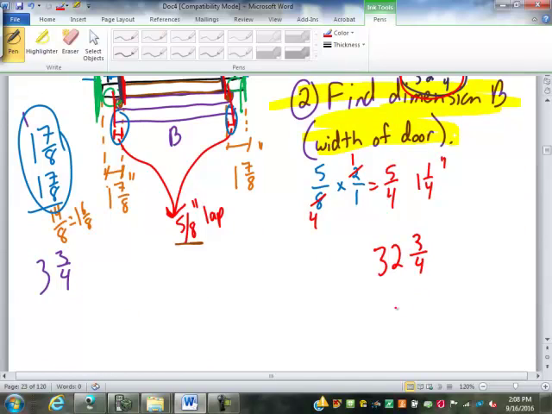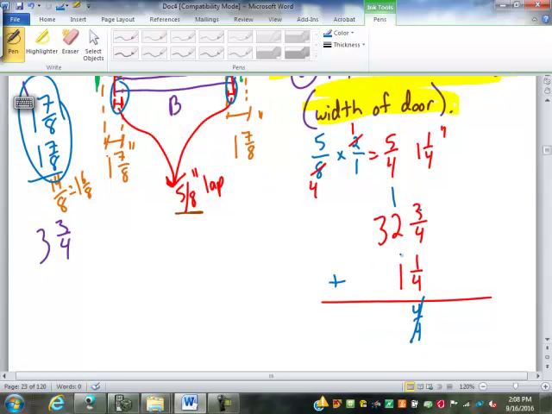So 32 3/4 plus 1 1/4. 3 and 1 make 4/4, which is just 1. So I'm going to cross that off, put 1 up there. 1 and 2 is 3, plus 1 is 4, and 3. So that door is 34 inches.